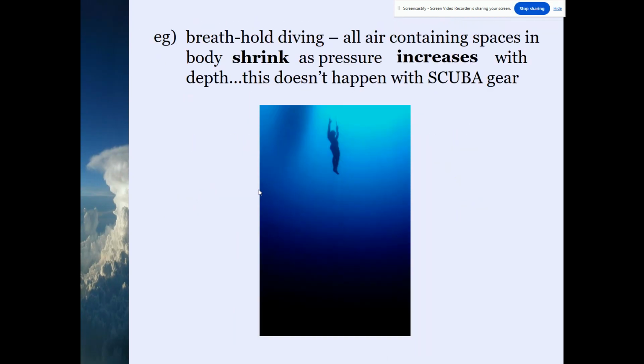Another example of this is when you dive. When you go down in the water, the pressure of the water surrounding you increases, and that's going to make the gases in your body shrink, which can be dangerous, obviously. So that's why we use scuba gear to prevent that from happening.